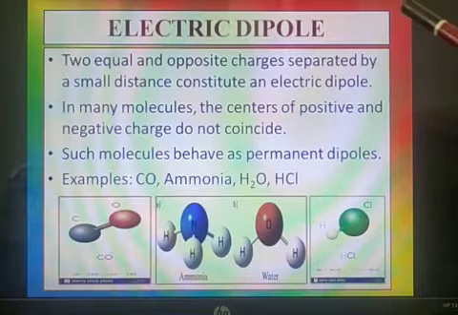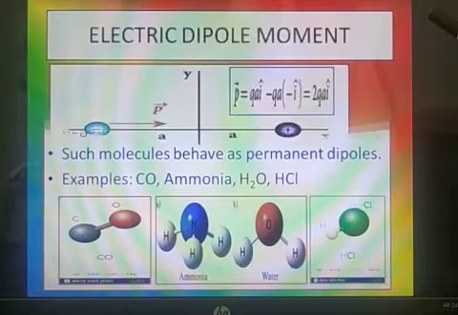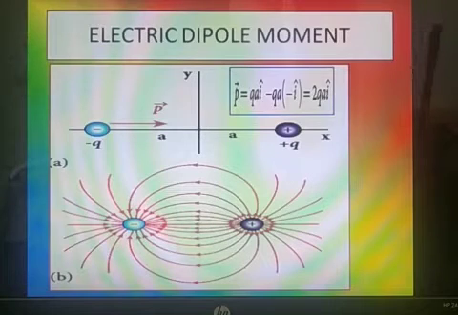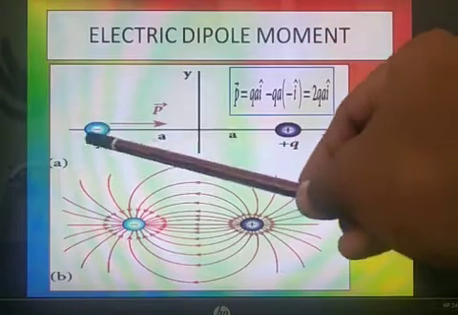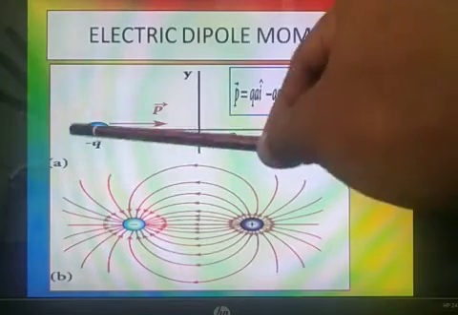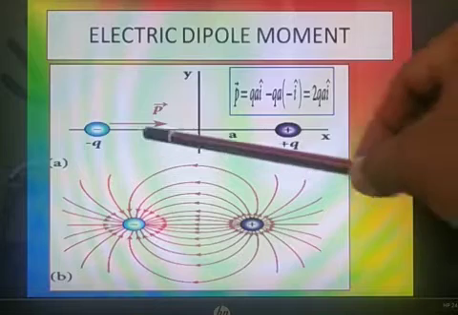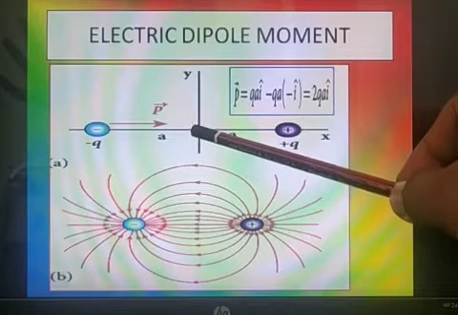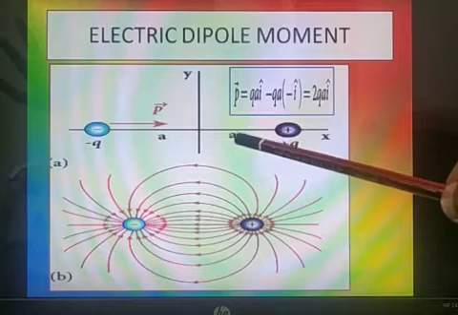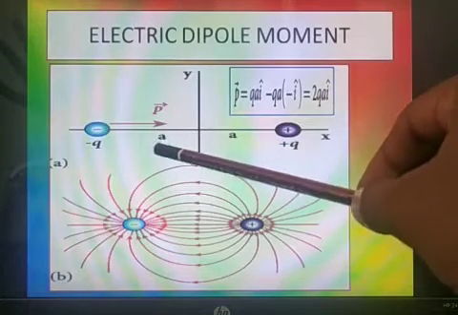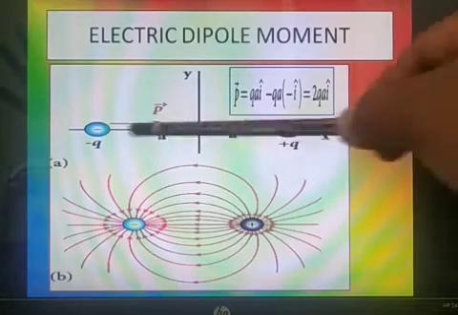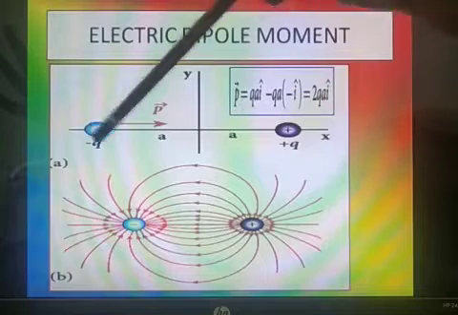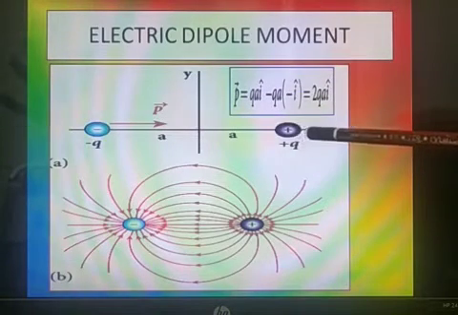So how do we find the strength of an electric dipole? For that, the concept called electric dipole moment is introduced. The strength of an electric dipole can be calculated using the electric dipole moment. Look here, minus q charge and plus q charge, both separated by a distance 2a. This is the center point. From this point to this charge is distance a, and to this one is distance a, so the total distance is 2a. Both are equal in magnitude, minus q and plus q, separated by a distance 2a. It behaves like an electric dipole.